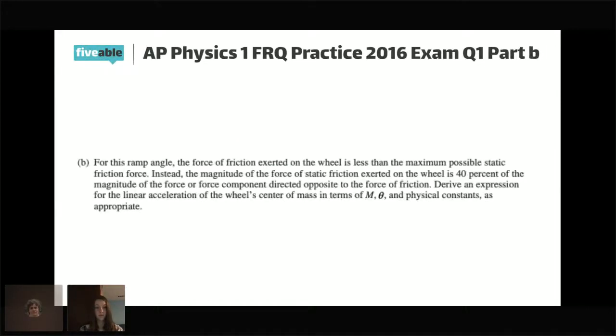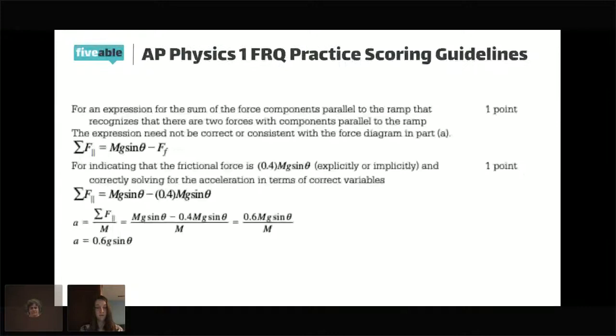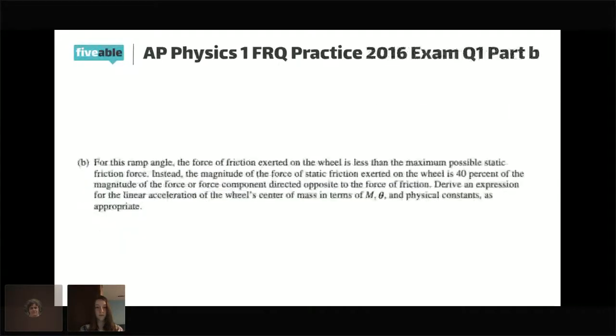So we'll go back here. So you have to identify that. And then it says for indicating that the frictional force is 0.4 mg sine theta. So where the 0.4 comes from is it says the magnitude of the force of static friction exerted on the wheel is 40% of the magnitude of the force or force component directed opposite to the force of friction.